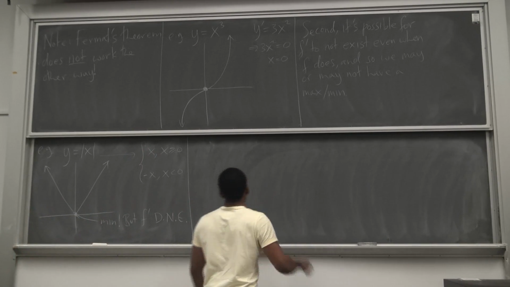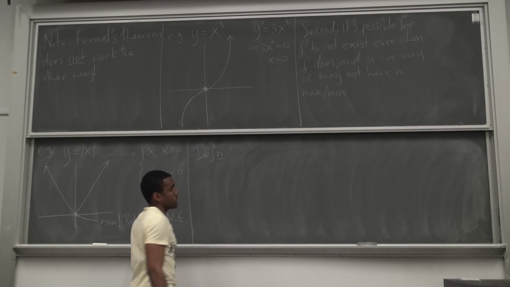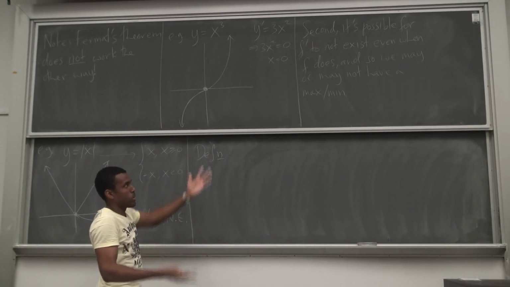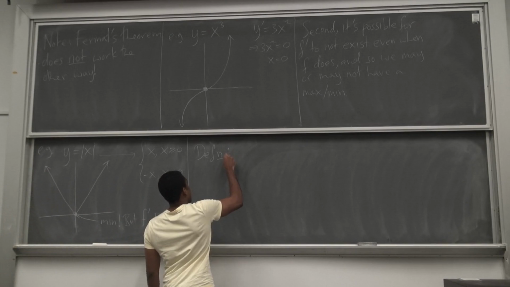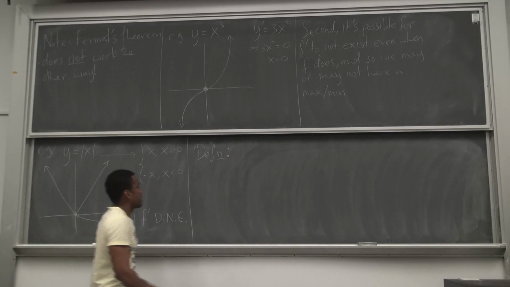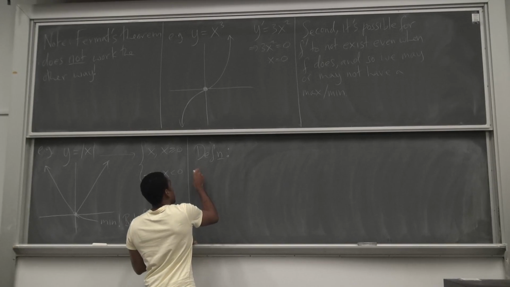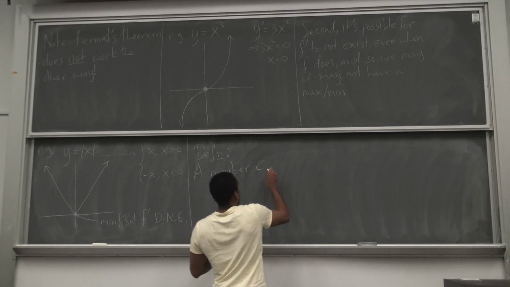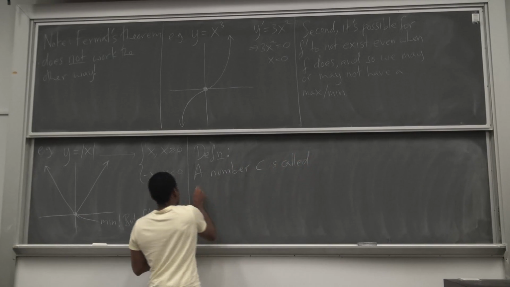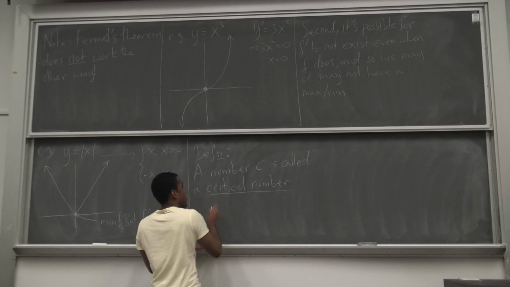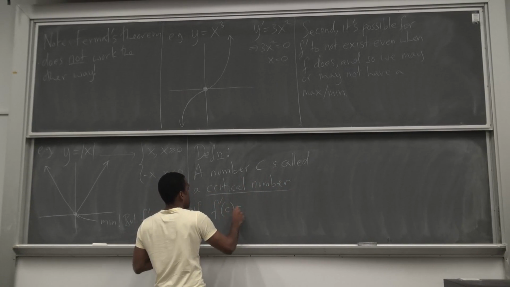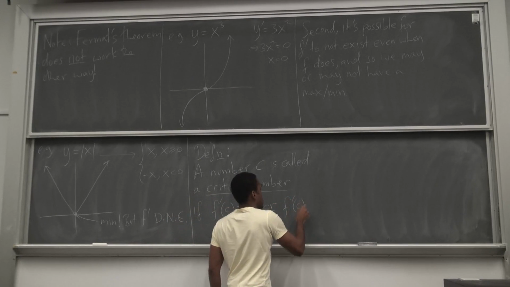Okay. More definitions. Because these things worry us, right? How do we know we're going to have a maximum or minimum? So we're going to try to figure out how we can identify these points, because they're going to be very important. So we're going to come up with another definition. A number c is called a critical number if f prime of c equals 0 or f prime of c is undefined.